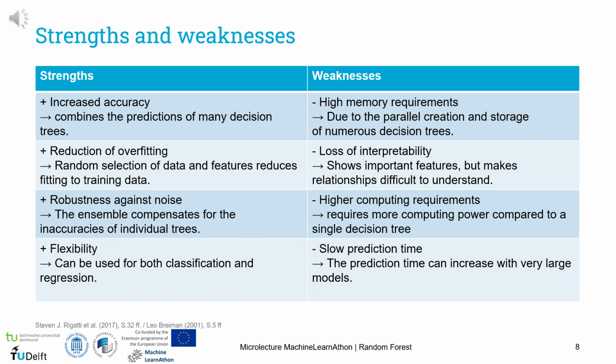The disadvantages or weaknesses of the random forest are that it has high memory requirements, so usually a lot of runtime, because it calculates numerous decision trees at the same time. And also it's not really interpretable. There's a possibility to show important features, but in a linear regression you can very clearly say which variable has which kind of influence. That is more difficult. And you also have higher computing requirements and a slow prediction time.